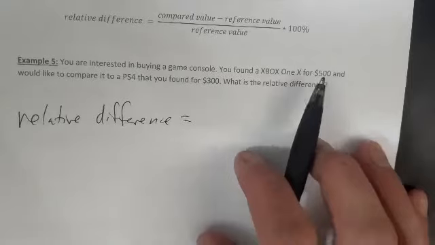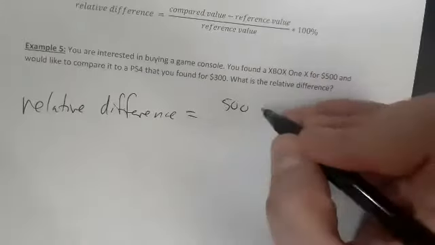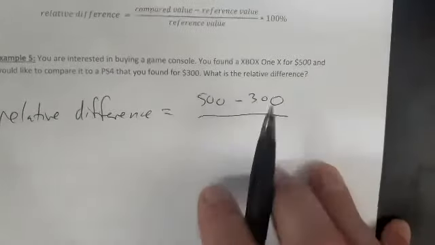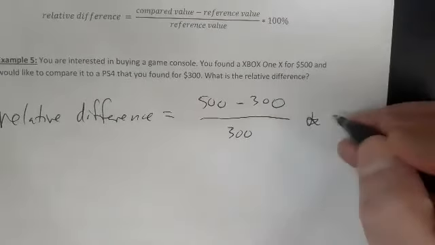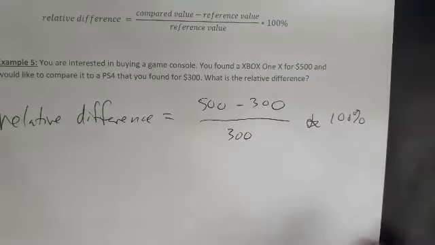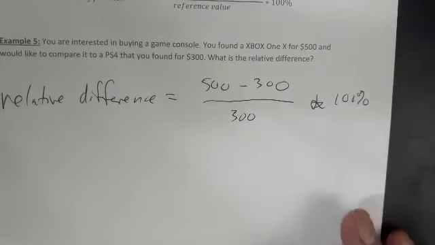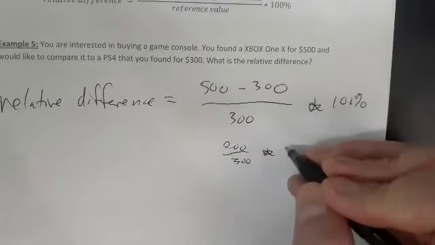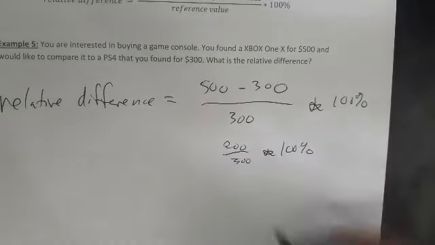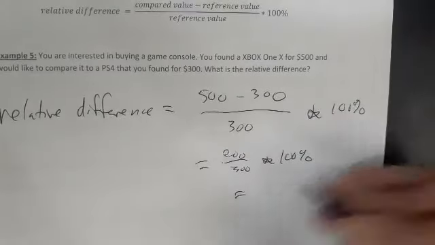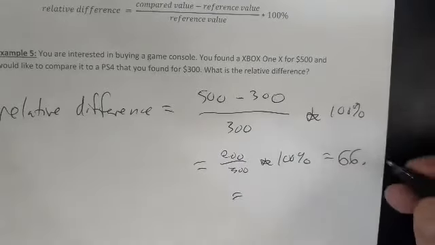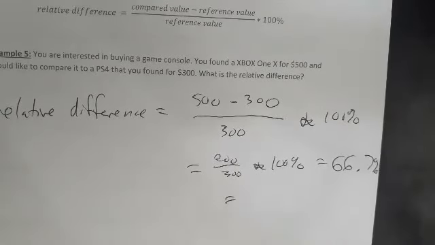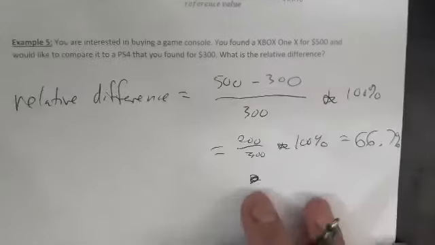So I'm going to go first with 500 minus 300. I have picked my reference value to be this one, which is 300. And I still have to multiply this by 100%. So this is giving me 200 over 300, which is basically 2/3. I'm going to do this a little quick, but this should give me something like 66.67, or 66.7%, somewhere around there. Okay.